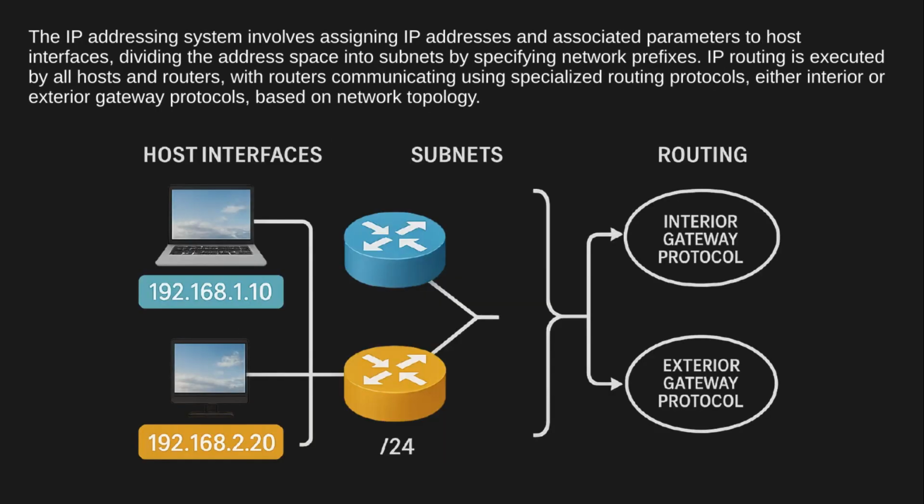The IP addressing system involves assigning IP addresses and associated parameters to host interfaces, dividing the address space into subnets by specifying network prefixes. IP routing is executed by all hosts and routers, with routers communicating using specialized routing protocols, either interior or exterior gateway protocols, based on network topology.